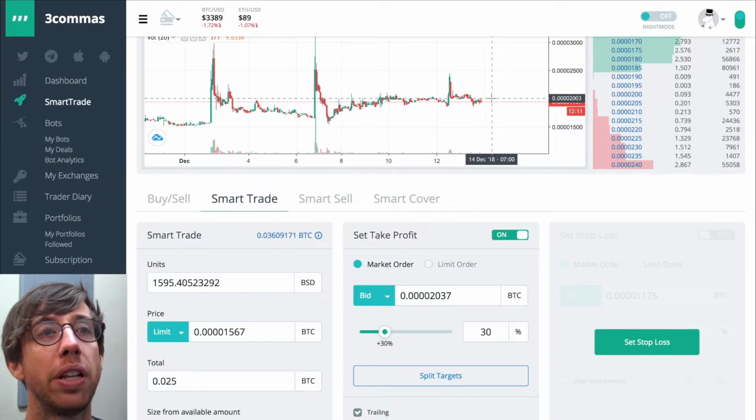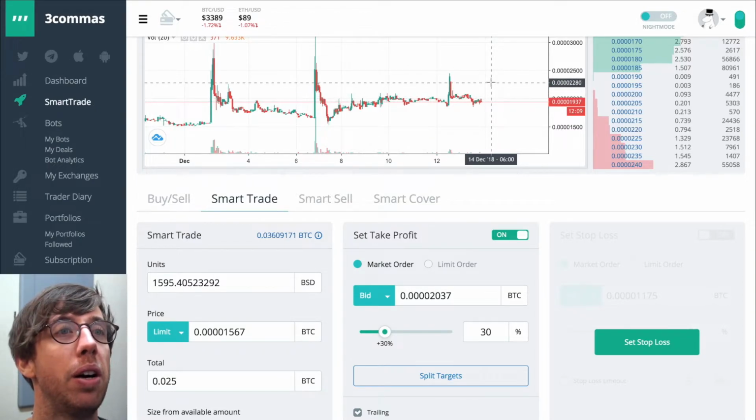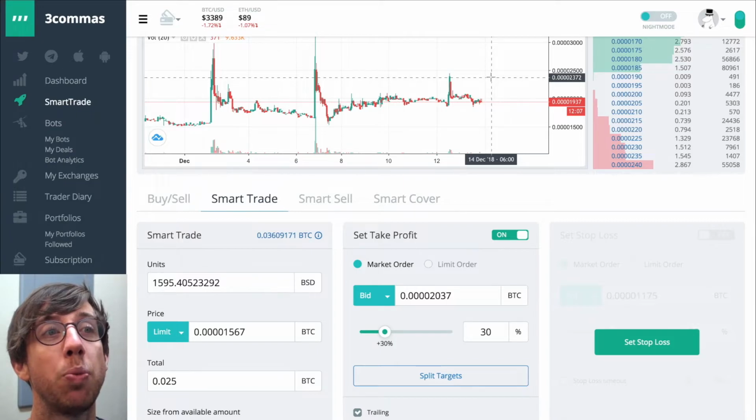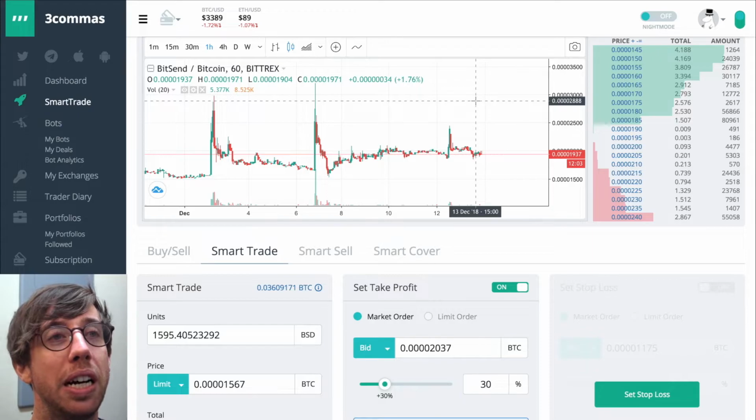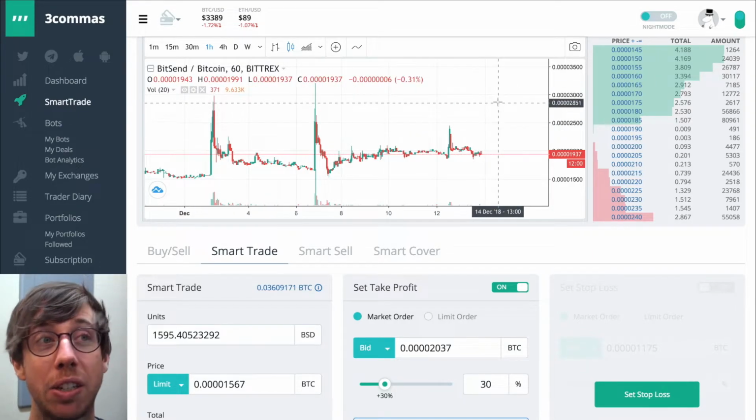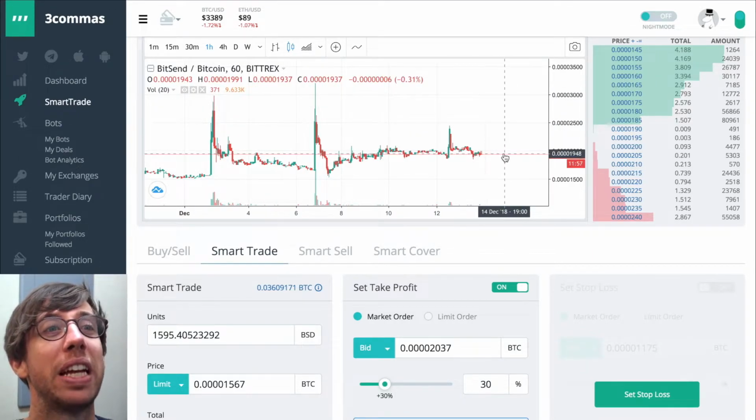You can aim for these upper layers. It's fine. You could aim for even up here. This would be a safe place. But aiming for somewhere up here is a little bit foolish because we saw it pop up again. It could very well do it, but it's safer to get out with your profits here.